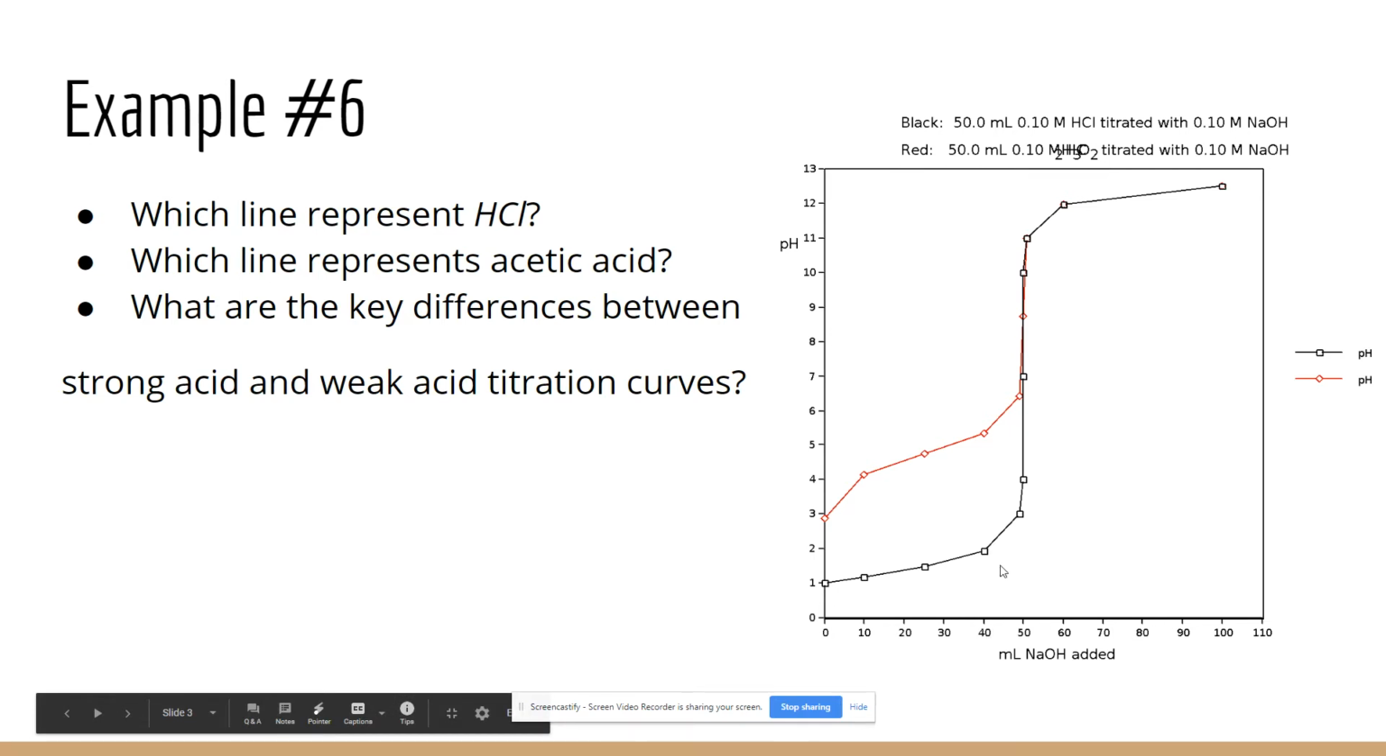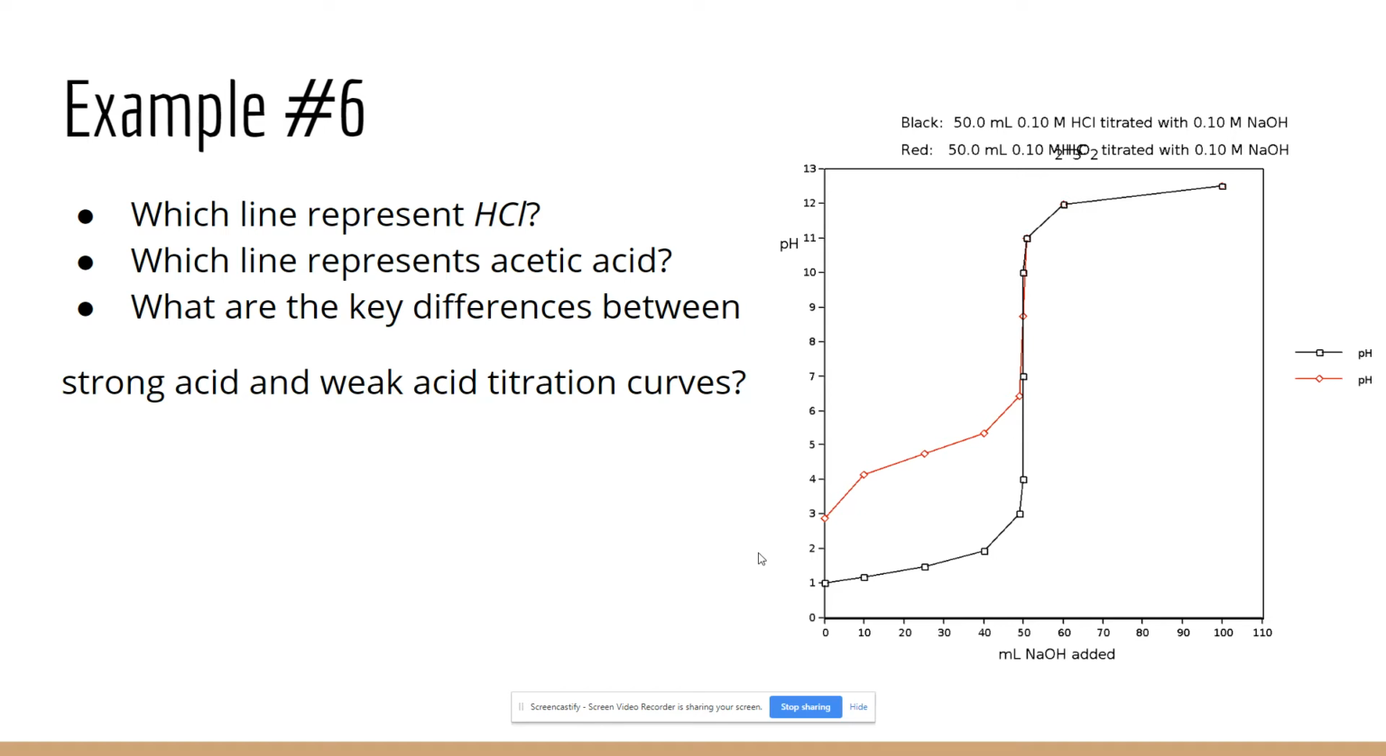The first difference, if you take a look up here, we can see that the concentrations are the same for the acids at the start of the titration. The initial pH is much lower for HCl than acetic acid, which makes sense because HCl is a strong acid and acetic acid is a weak acid.